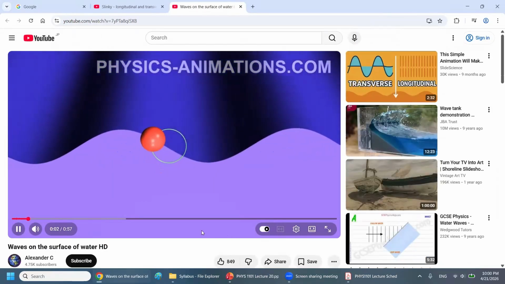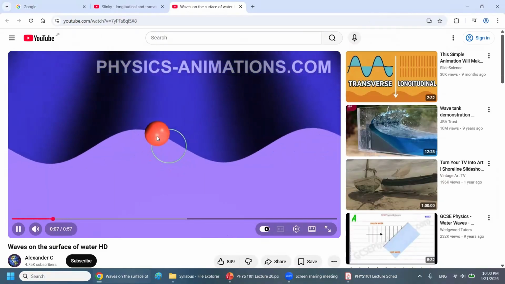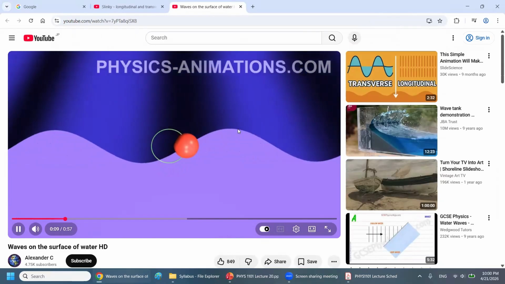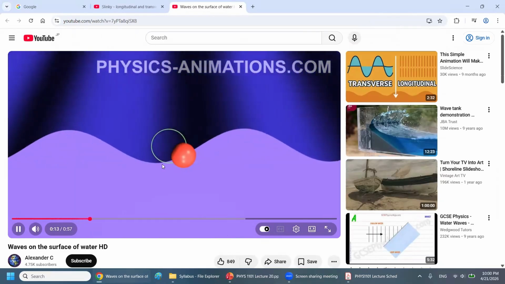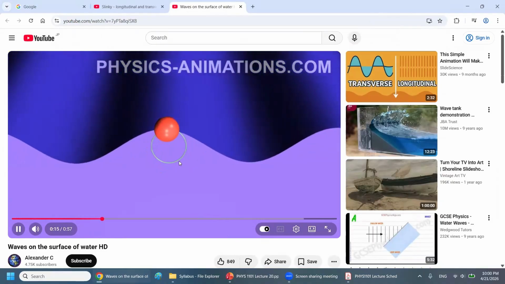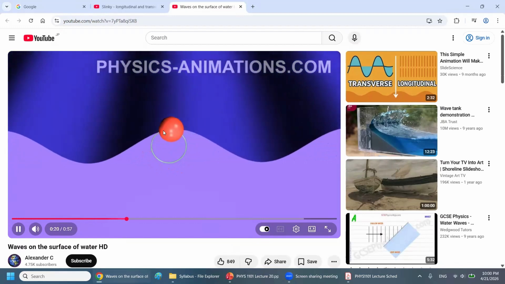This is a nice animation. You can see that if you track the peak position, the wave is moving towards the right. This is the propagation direction. If you track a single particle inside this wave, it is actually moving in a circular motion. So there is both transverse motion and longitudinal motion.